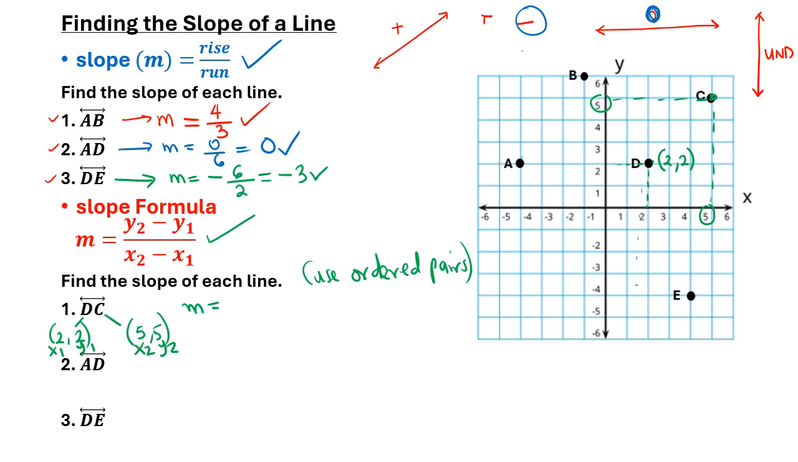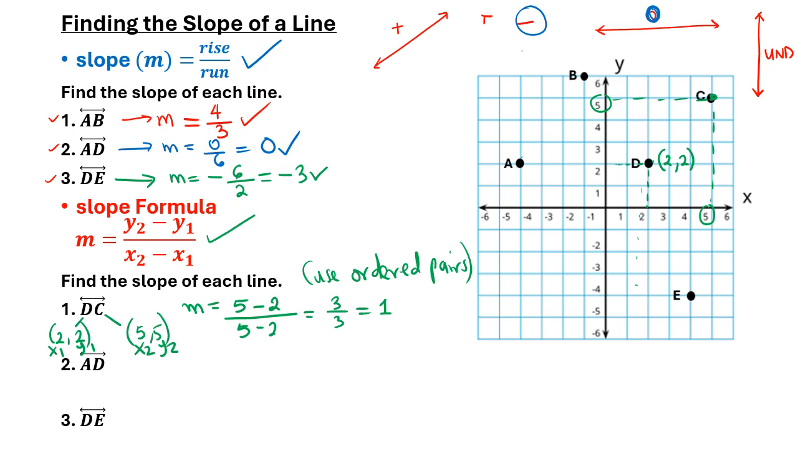So we are gonna do 5 minus 2 divided by x2 minus x1, which will be 5 minus 2 as well. So the slope is 3 divided by 3, which is equal to 1. Very good. So that's 1. And we can actually use rise over run to also do this work to get DC equal 1.